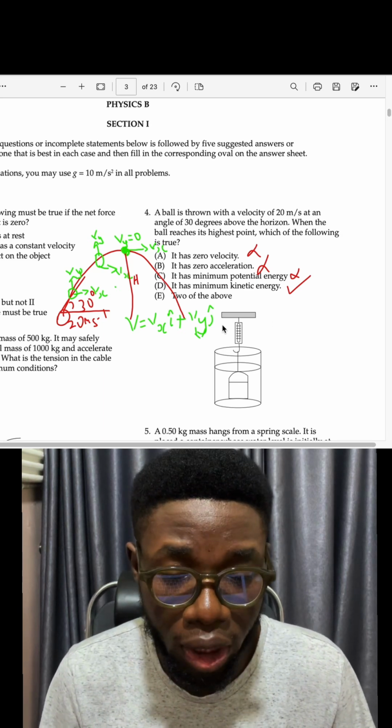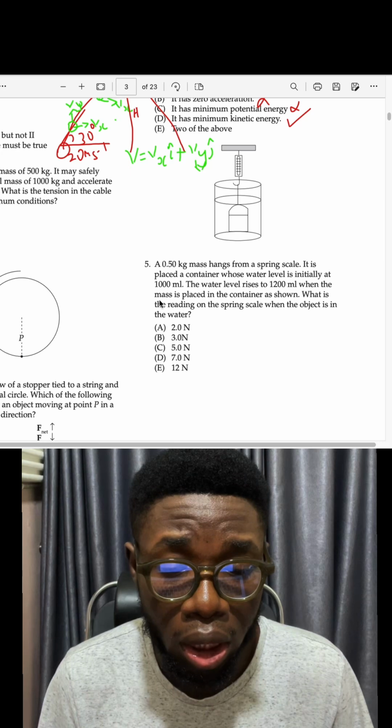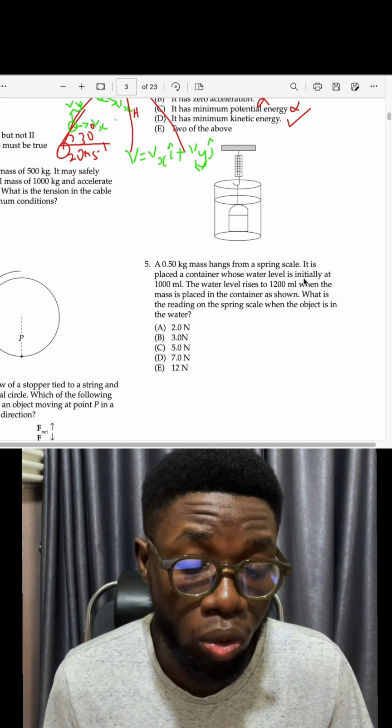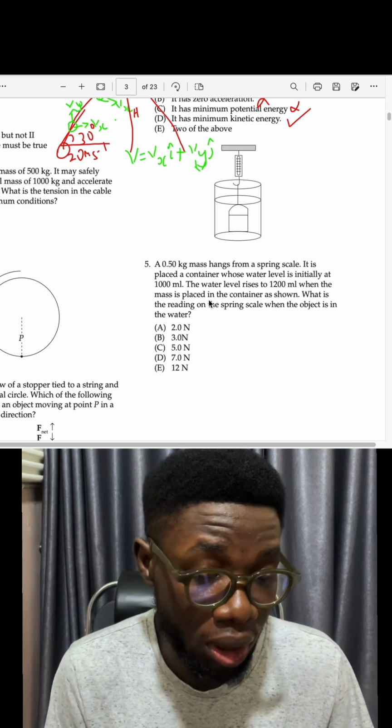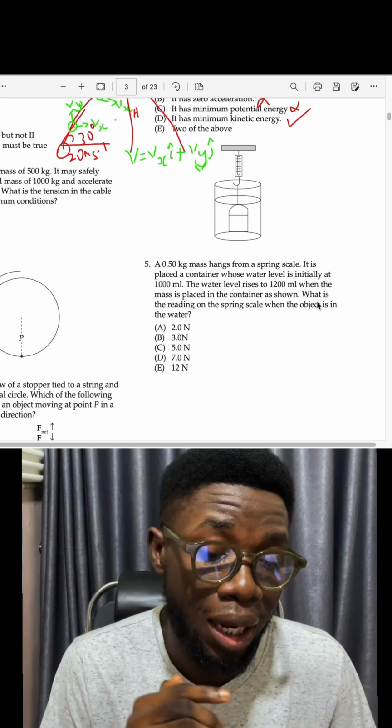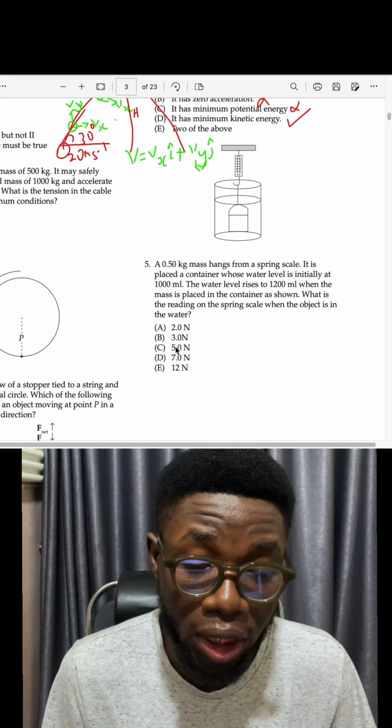Yeah, let's move on to the next one. So the next question says that a 0.5 kg mass hangs from a spring scale, and it is placed in a container whose water level is initially at 1000 milliliters. The water level rises to 1200 milliliters when the mass is placed in the container as shown. What is the reading on the spring scale when the object is in water?